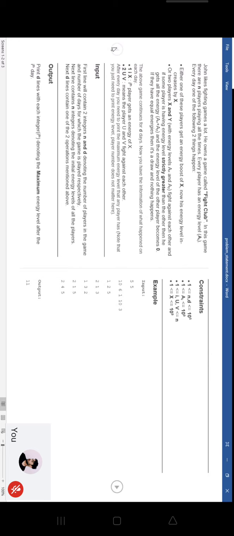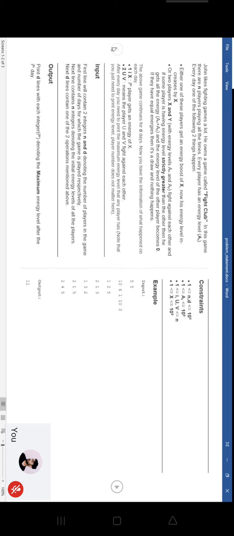See here, you are having the first 2 lines. The initial energy level is visible to all of you. Now go through the day 1 operation. It is basically indicating 1 space 2 space 5. 1 basically represents the energy boost operation. Which particular player will get the energy boost? That is the second player.